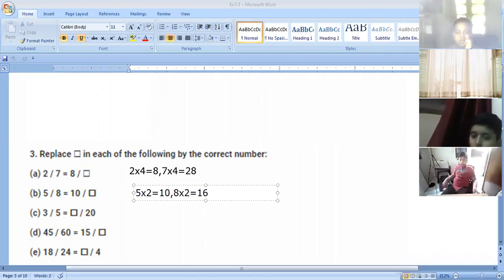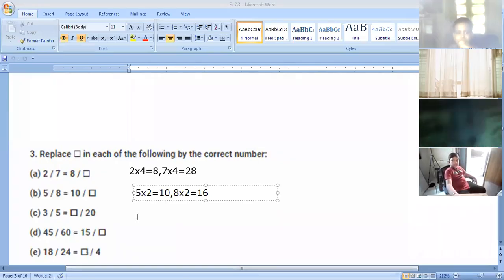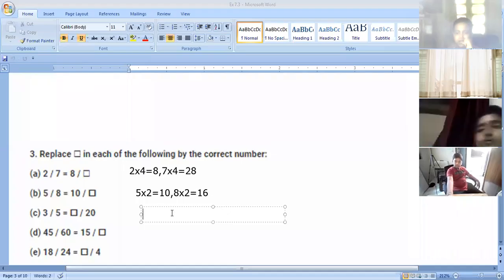The number we are multiplying with the numerator, the same number we are going to multiply with the denominator also. So 5 2s are 10. So 8 2s are also 16 here. Yes, in the box we will be writing 16. That's correct, Prapti. Let's do the next question.